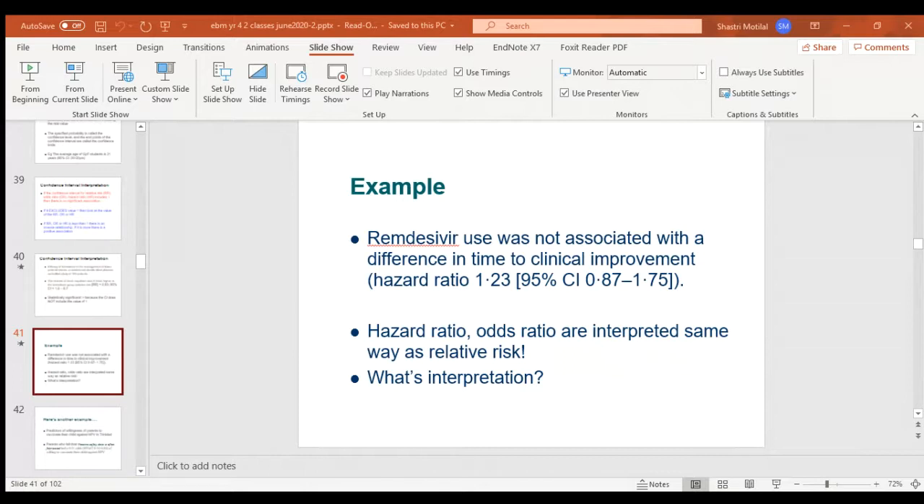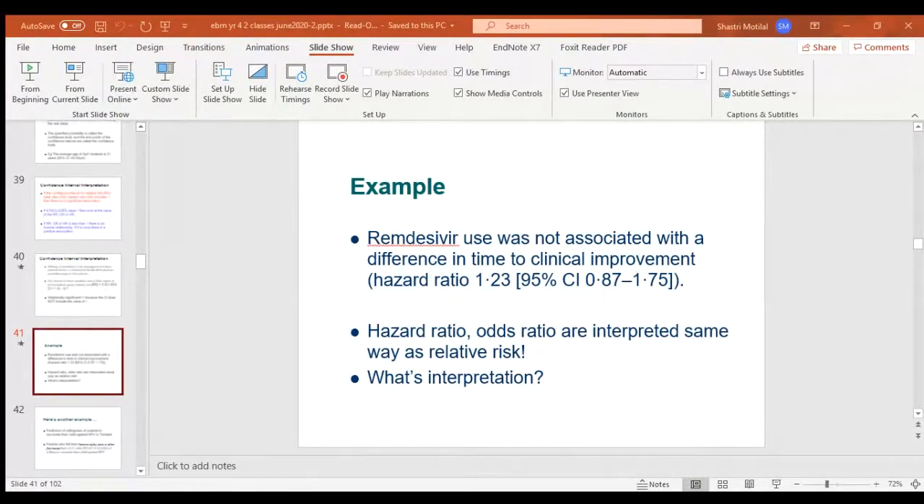Your next task then is to interpret it in terms of what it means. In that example I gave just now with the vaccine, the hazard ratio, the odds ratio of 0.3 would mean people who get the vaccine have an inverse relationship. They're actually getting less of the disease. In other words, the vaccine is protective.